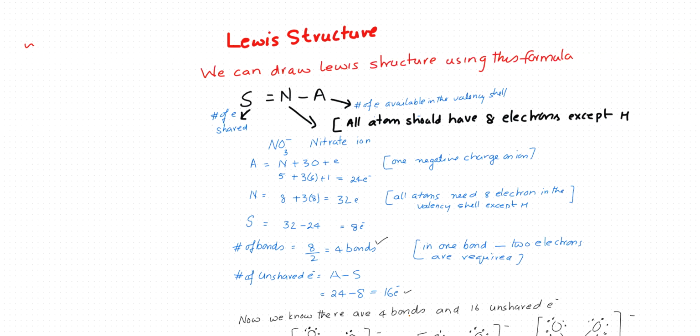For each atom we write 8 electrons. Only for hydrogen we write 2 electrons. S means number of electrons shared. Now we'll write the formula for NO3, nitrate ion.